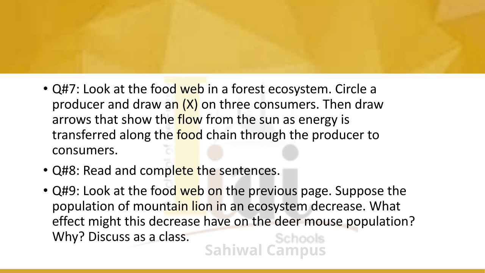Question number 9, look at the food web on the previous page. Suppose the population of mountain lions in an ecosystem decreases. What effect might this decrease have on the deer mouse population and why? Discuss as a class. In this question you have to look at the previous page, page number 22, and think about what will happen if the population of mountain lions decreases, and what its effect will be on the deer mice population. Also you have to write why you think so.